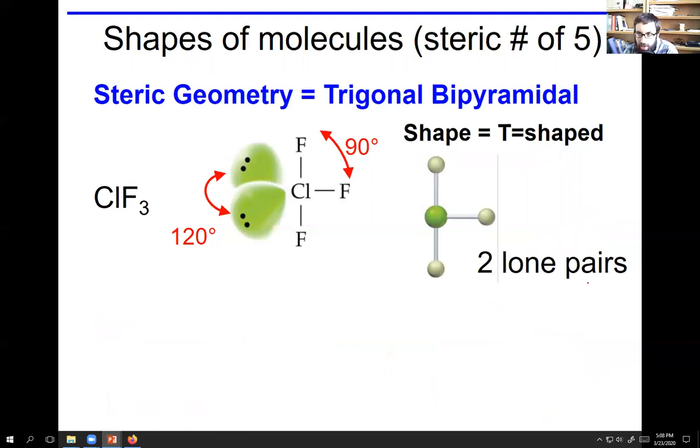If you have 2 lone pairs with the steric geometry of 5, that's going to get you a T-shaped molecule. Hopefully you can kind of see this.